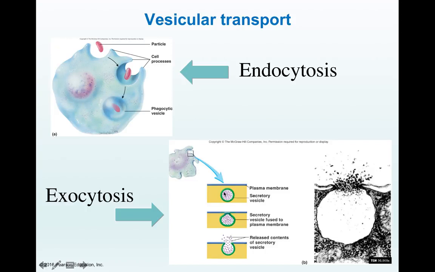Exocytosis, on the other hand, is you already have a vesicle inside the cell. That vesicle comes in toward the plasma membrane, joins with the plasma membrane, and releases its component to the outside space or outer extracellular space.